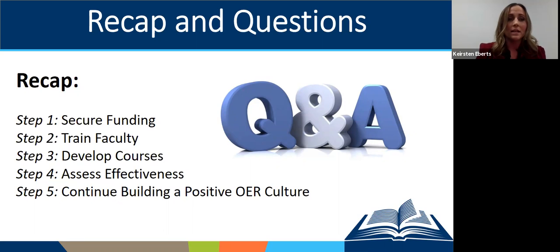Step two, train faculty. That's going to be vital to your success. And we still feel like we are continuously needing to train faculty on what open educational resources are, where to find them, how to implement them. And so that's really important. Step three, develop courses and have a process for developing those courses. Step four, assess effectiveness. Identify a way that you can assess the effectiveness of the courses that are being developed using open educational resources, so you can assure that quality courses are being created. And step five, continue to build a positive OER culture.